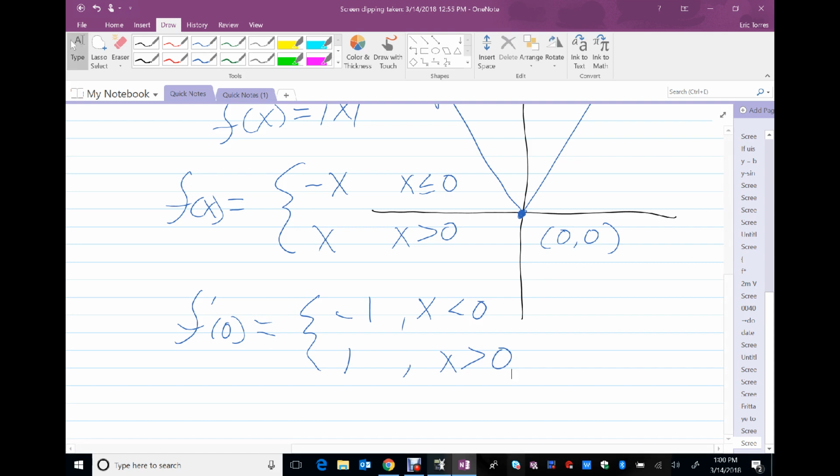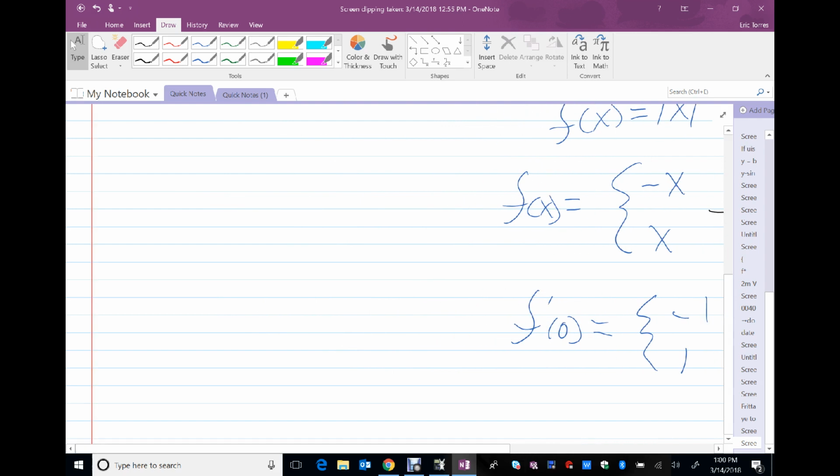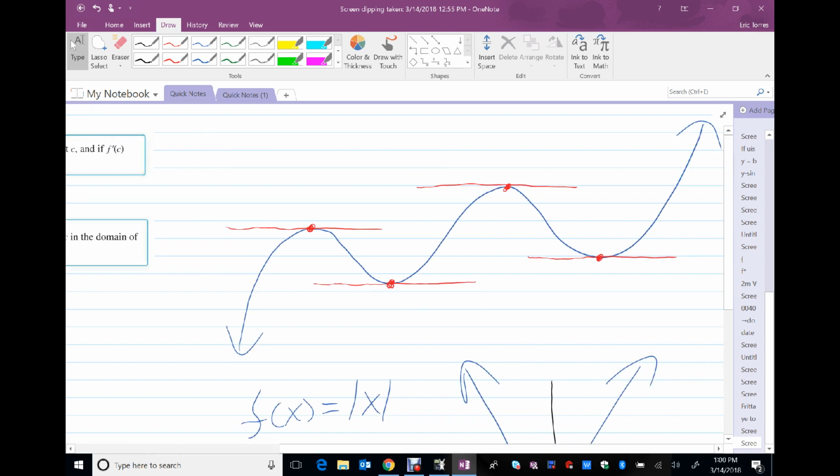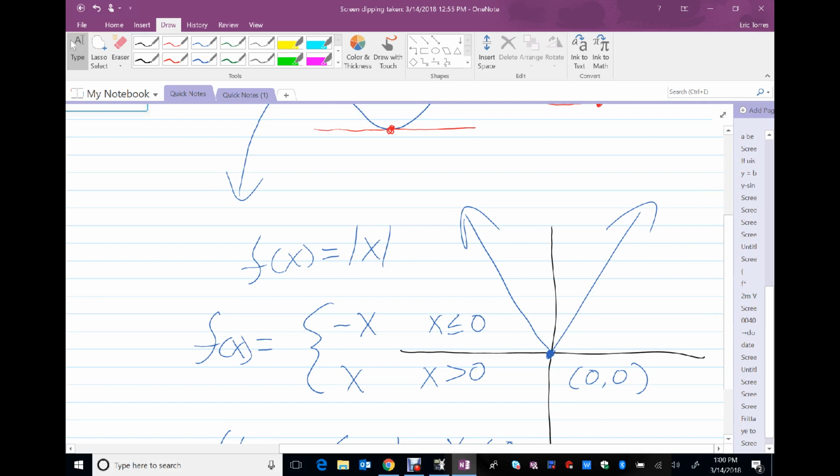So we come up with a way of talking about all points where the derivative either equals 0 or is undefined, and we refer to those points as a critical number. So again, a critical number of a function is a number c in the domain of f where either the derivative at c equals 0 or the derivative at c does not exist at all. So over here, the derivative goes to 0. These are critical numbers. Derivative goes to 0. This is a critical number.